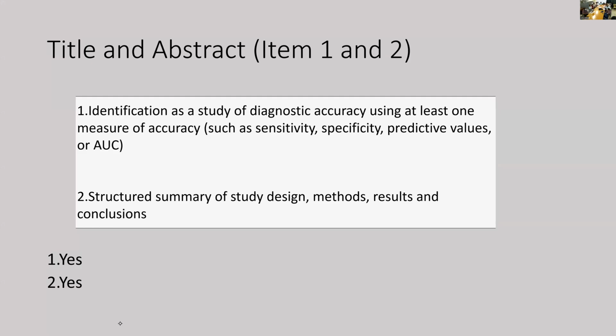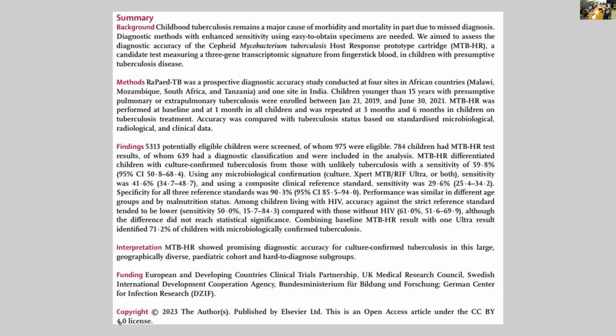If you look, it has basically 30 items. The first and second items cover the title and the abstract. Based on the title itself, we know that the study is a diagnostic study. It is mentioned in the article. So the first question is yes. The second question is, do they have a structured summary of the study design, methods, results, and conclusions? They do. This is the abstract of the study.